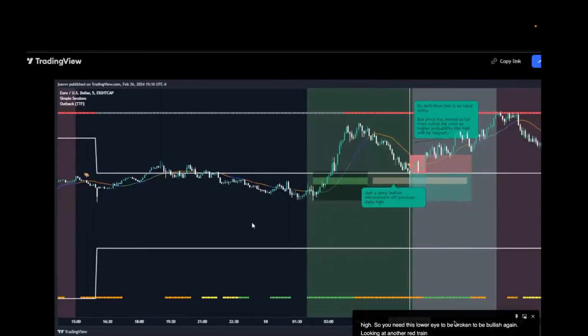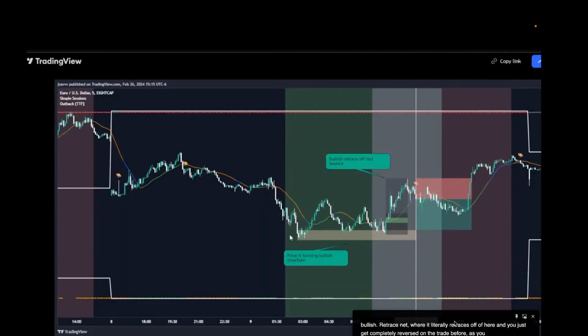Looking at another red trade, as you see, this is technically a good setup. This is the setup that we look for, where we go above the second and the previous daily high and we get a break back in. But the move has already started. We would have wanted to enter somewhere around here. We're also forming bullish structure and a bullish retracement where it literally retraces off of here and you just get completely reversed on. The trade before, as you can see here, we are bearish on the day.